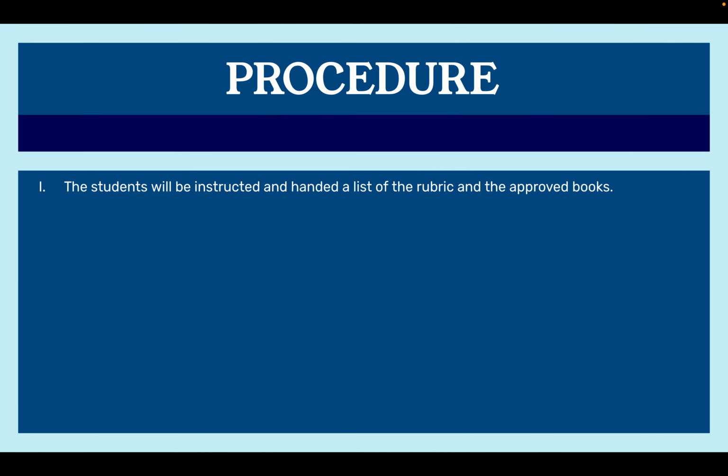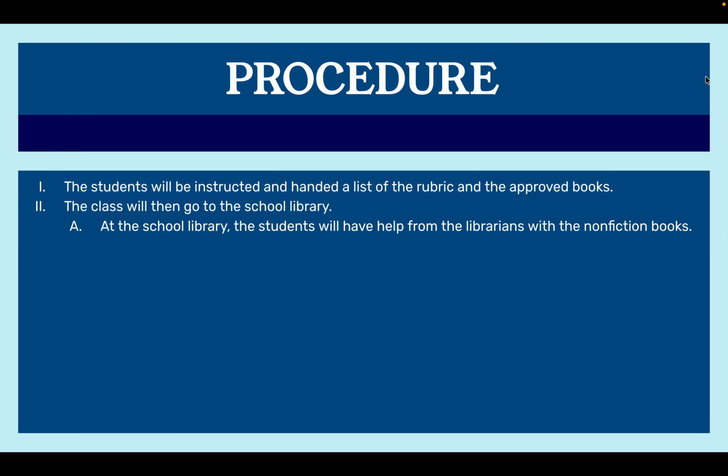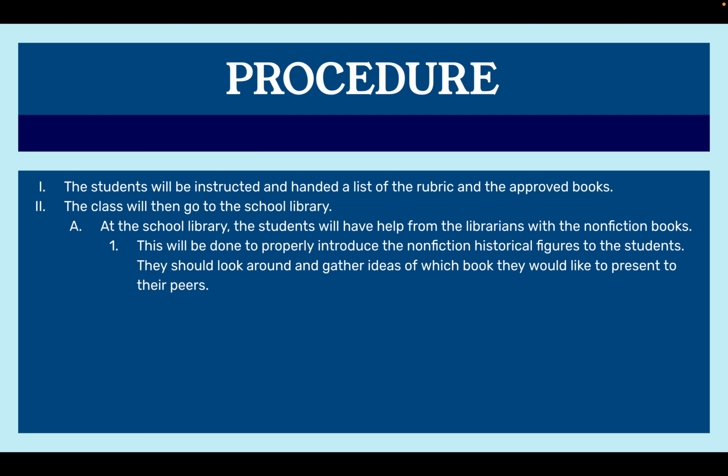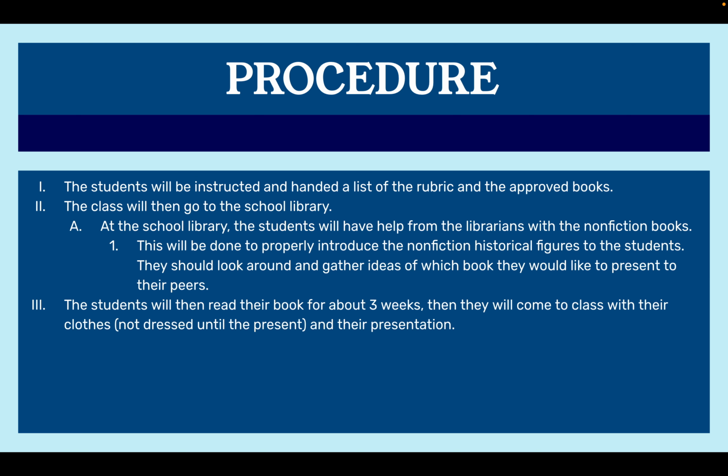Procedure. The students will be instructed and handed a list of the rubric and the approved books. The class will then go to the school library. At the school library, the students will have help from the librarians with the nonfiction books. This will be done to properly introduce the nonfiction historical figures to the students. They should look around and gather ideas of which book they would like to present to their peers. The students will then read their book for about 3 weeks. Then they will come to class with their clothes, not dressed until they present, and their presentation.